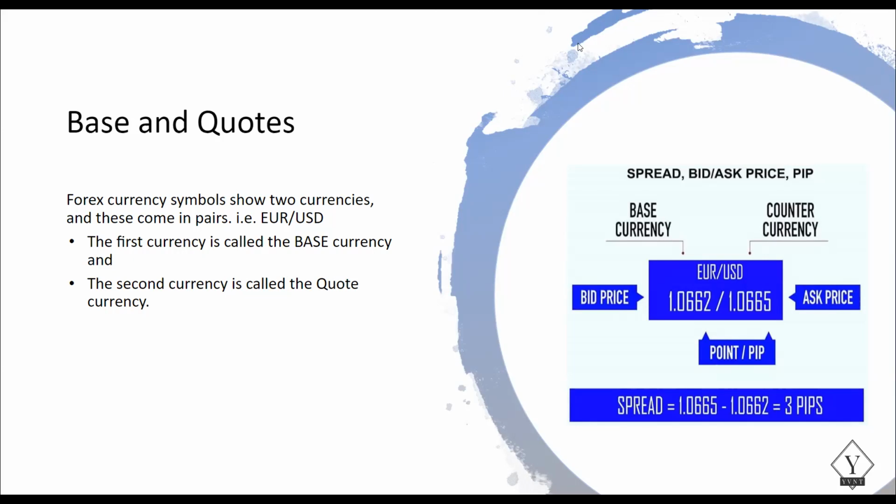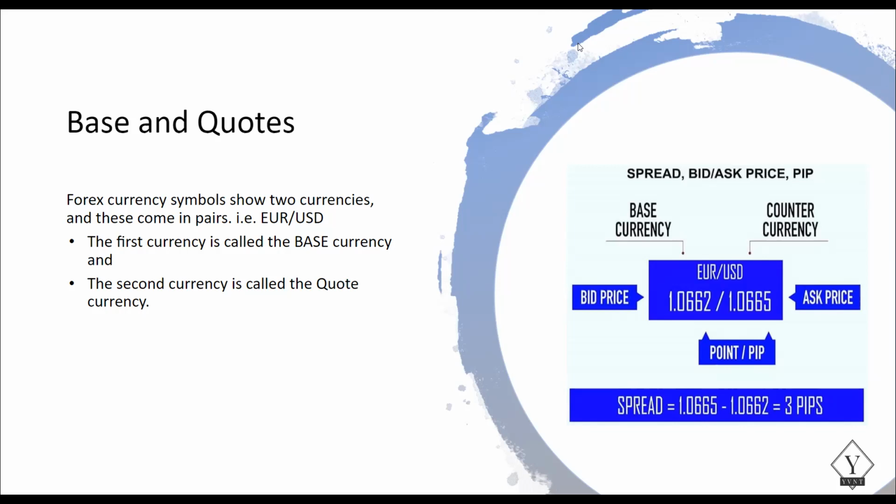So Forex currency symbols show two currencies and these come in pairs. For example, Euro USD. As I showed you guys in the previous video, all of the currency pairs that we're going to be trading come in a pair. So you can't trade only the US dollar. You can't trade only the euro. It has to be in a pair, right?